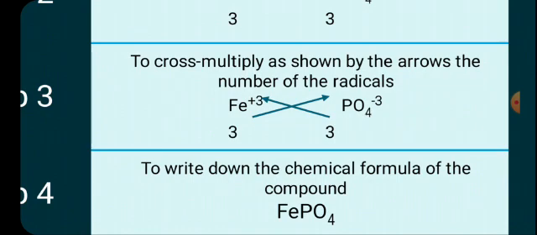If you want to write the digit 3 as a subscript, then you have to write like this: Fe3 and PO4 should be written as a composite radical in one bracket, and to the right side of PO4 you will write subscript 3. But the digit 3 gets cancelled down as it is common to both of them. So number 3 digit gets cancelled, and therefore we will write only FePO4 as a formula of ferric phosphate.